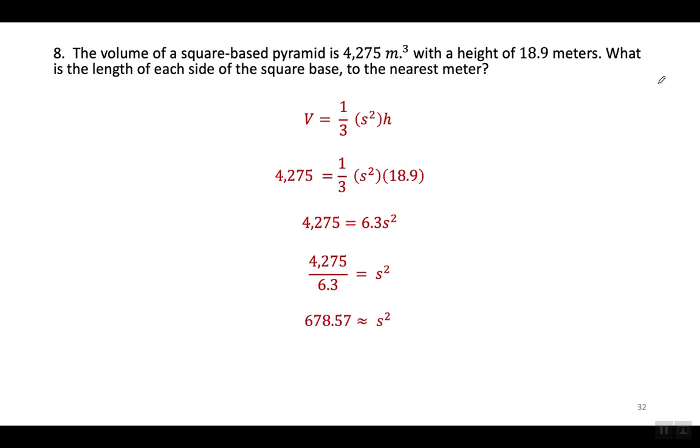And s squared is approximately 678.57. Now get the square root of 678.57, and that tells us that each side of the square in the base of the pyramid is approximately 26 meters. That problem is pretty straightforward. The only thing is making sure you understand this part, and they're giving us the volume, so you're putting that into the formula. You just have to solve for s.